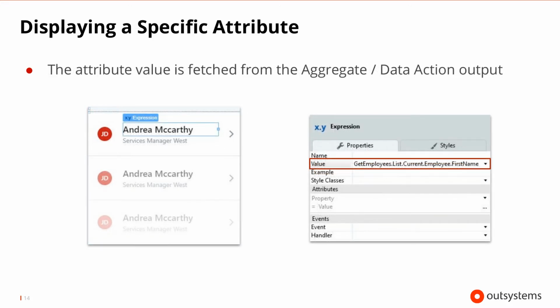To display a specific attribute of a record, such as the name of an employee, we can use for instance expressions. In that case, the value property needs to have the specific attribute that we want to display. In this example, we chose the name of an employee from the list fetched from the database. With a combination of the same, or different widgets, we can then display multiple types of information, in multiple ways.